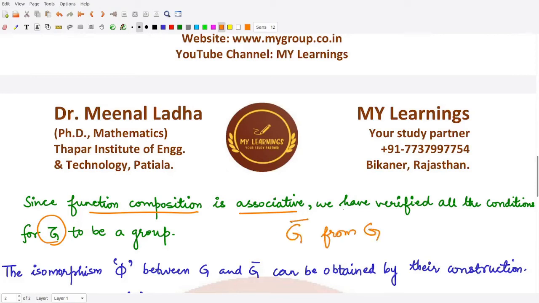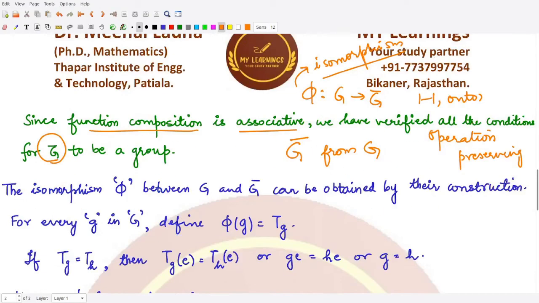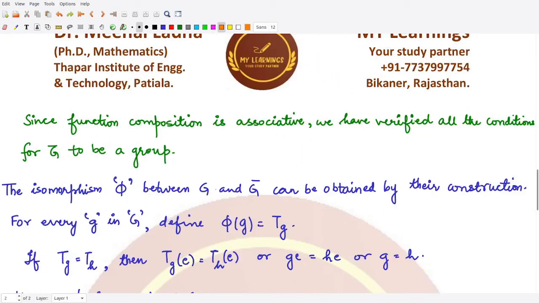Now what we wanted to show is that there is some mapping from G to G bar such that it is 1-1, it is onto, and it is operation preserving. If all of these properties are there, in that case we can say this phi forms an isomorphism. So let's see, is it what we have? So let us define phi as the mapping from G to G bar, right?